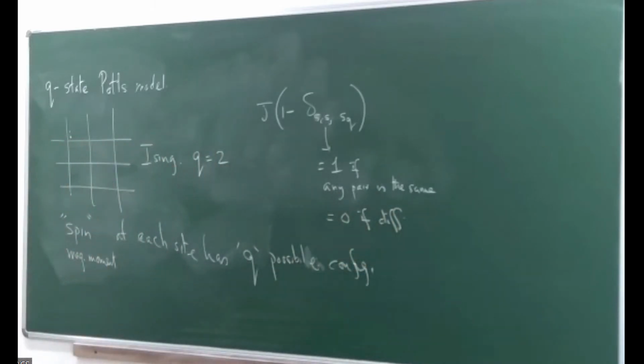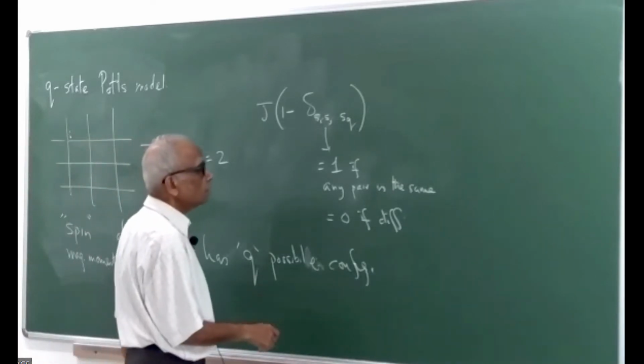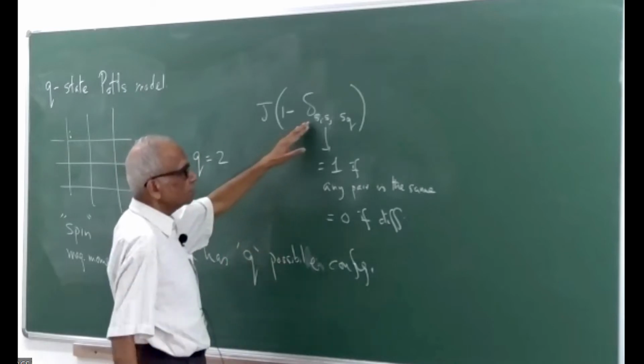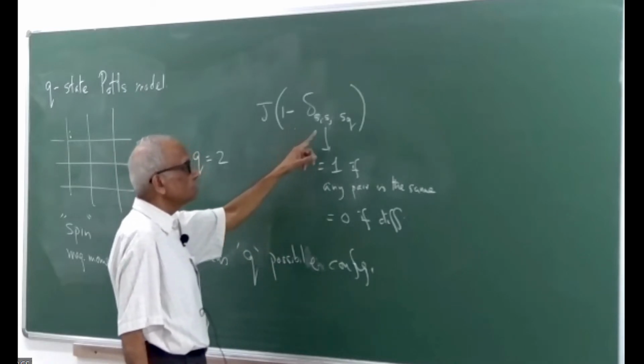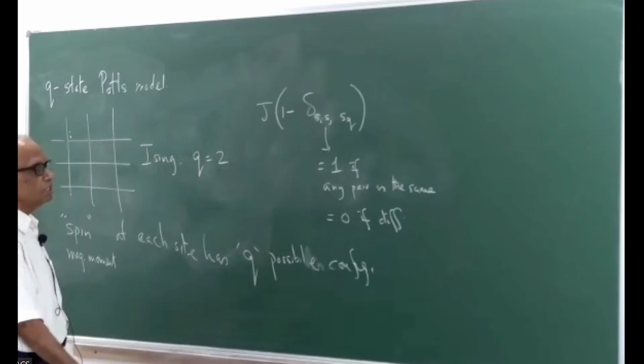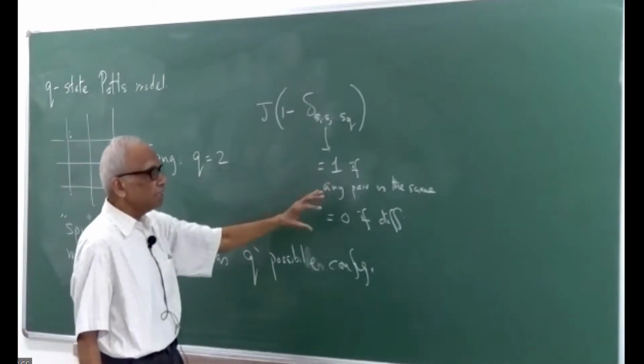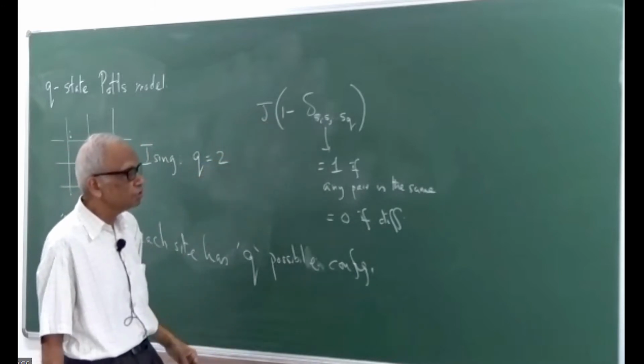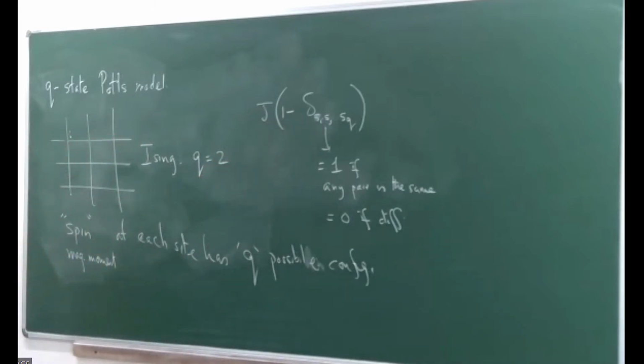So the two states, if this is up and this is up, then it is 1. If they are different, it is a different case. If they are in the same state, it is a lower energy state, so it is 1 minus 1. The total answer is 0. And it is 1 if different.